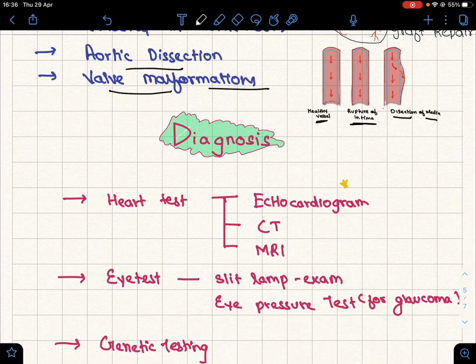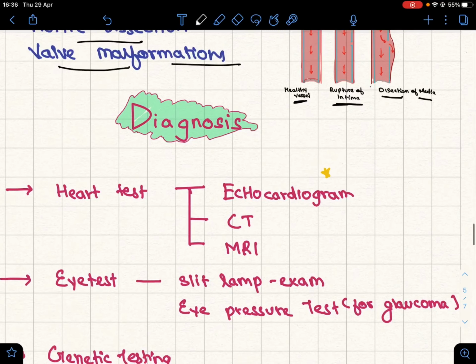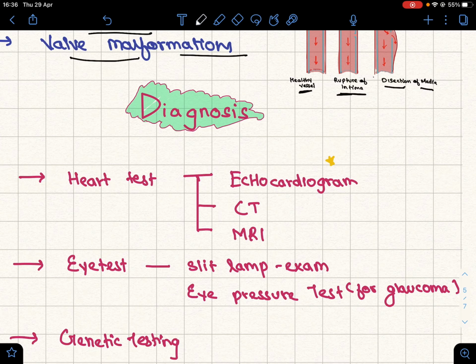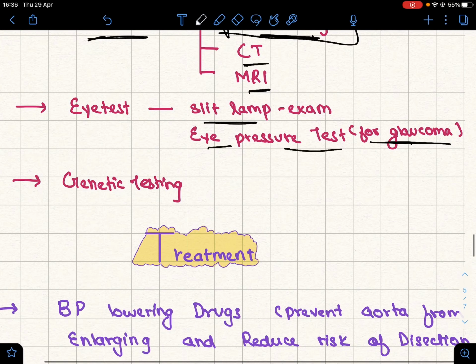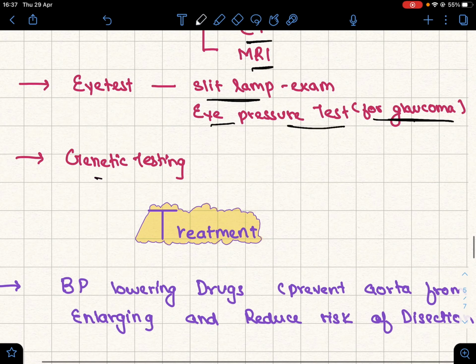Diagnosis of Marfan syndrome can be done through a heart test: we can do an echocardiogram, CT or MRI. Echocardiogram is the best for it. For the eyes, findings come through a slit lamp exam, or an eye pressure test if glaucoma is suspected, or if we have any symptoms related to glaucoma. Or we can do genetic testing.